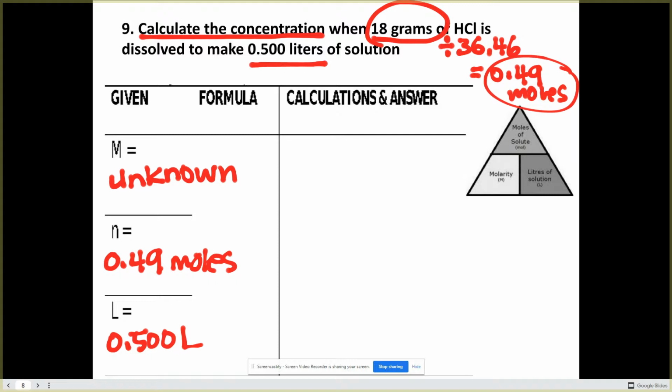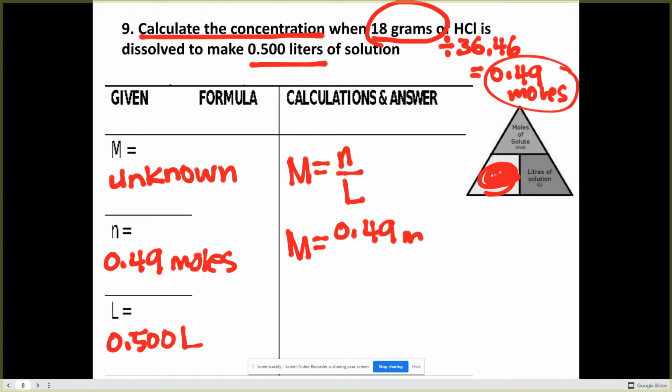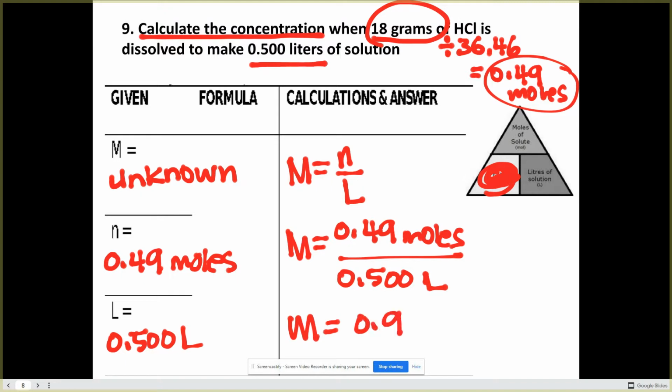All right. So now we can calculate it. Previously we already did this, so we know that M is missing, and we see that n divided by L gives you molarity. So big M is equal to 0.49 moles over 0.500 liters. M here is about 0.99, and moles per liter is big M. And that's our molarity right there. You see it?